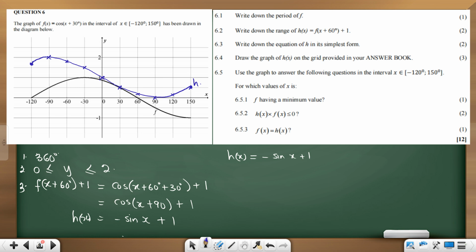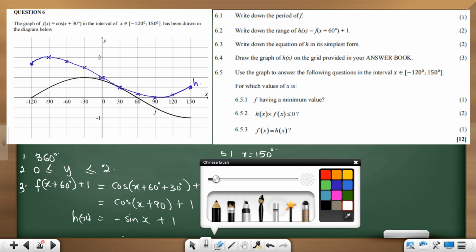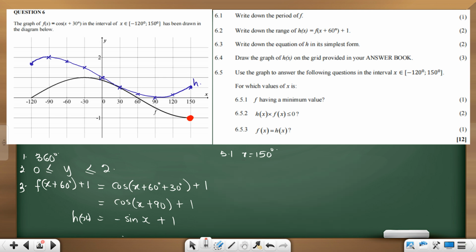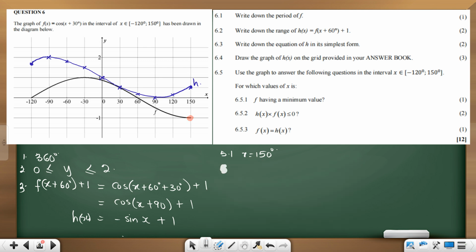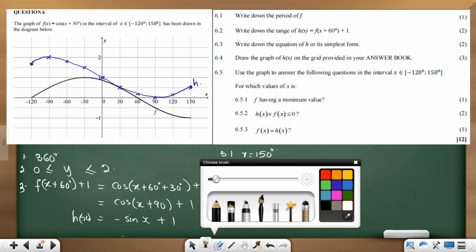Now use the graph to answer all the following. Where is f a minimum? Let's answer quickly. Number 4 was the sketch, so we're done with that. 5.1, f having a minimum value. The minimum is at negative 1, so x is equal to 150 degrees. I don't know if that makes sense. This is the minimum value. Okay. Number 5.2.